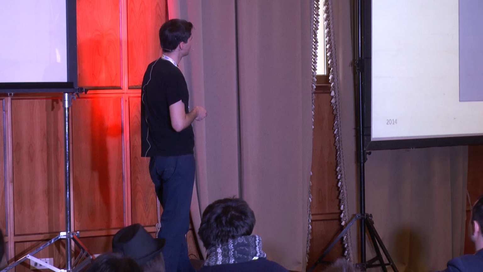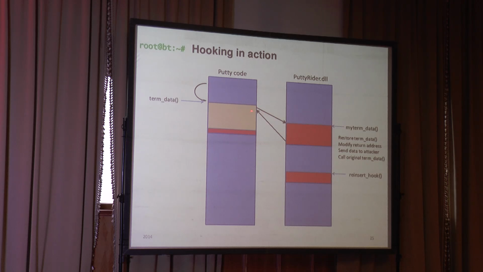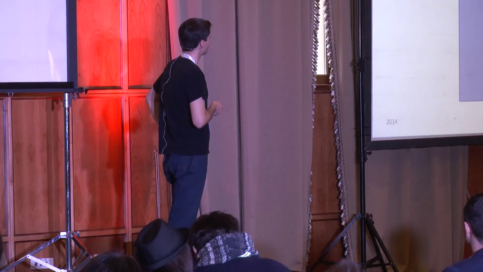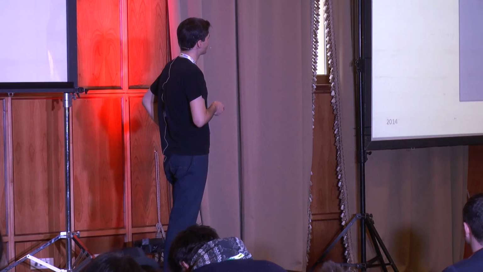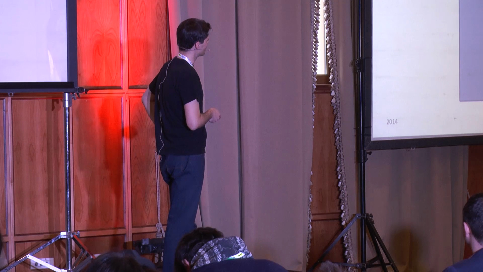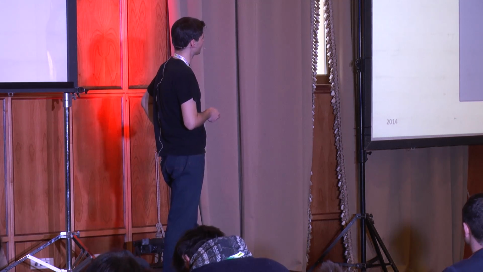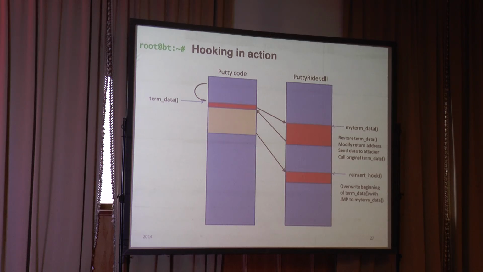Okay? And then call the original function again to do its thing, so that the user does not see anything. And then after the original function finishes, because of the modified jump address, it will also jump into another piece of my code, which reinserts the hook at the beginning of term data. And after that, the code continues with the legitimate putty code.